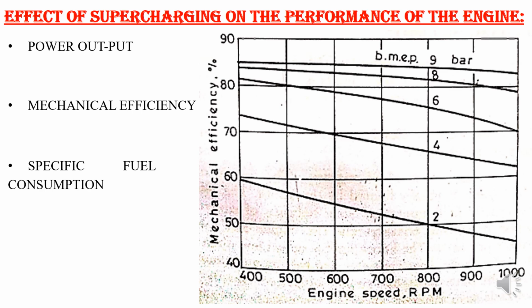So in addition to this, a highly supercharged auto engine uses a rich mixture. As already told, in an SI engine we want to work with a rich mixture to avoid knocking and pre-ignition, so obviously the fuel consumption will be higher, that is, a higher specific fuel consumption will be there for your supercharged SI engine.